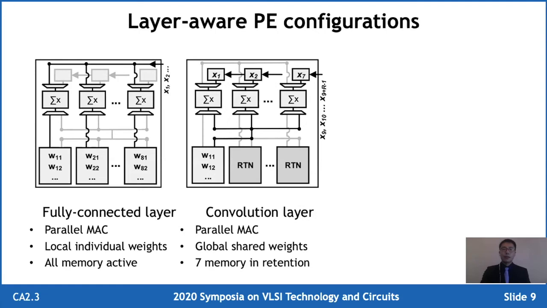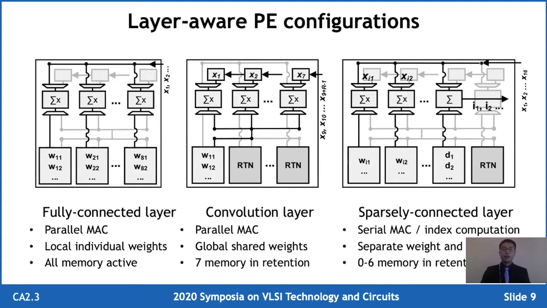The second is convolution layer. Compared with fully connected layer, all threads share weights from SRAM global bus and receive input from local shifter register to compute filtering at various locations simultaneously. 7 out of 8 memory modules are in retention mode to maximally reduce static power consumption. Finally, the sparsely connected layer. In this configuration, one thread is for indexing and the rest threads for computation tasks.